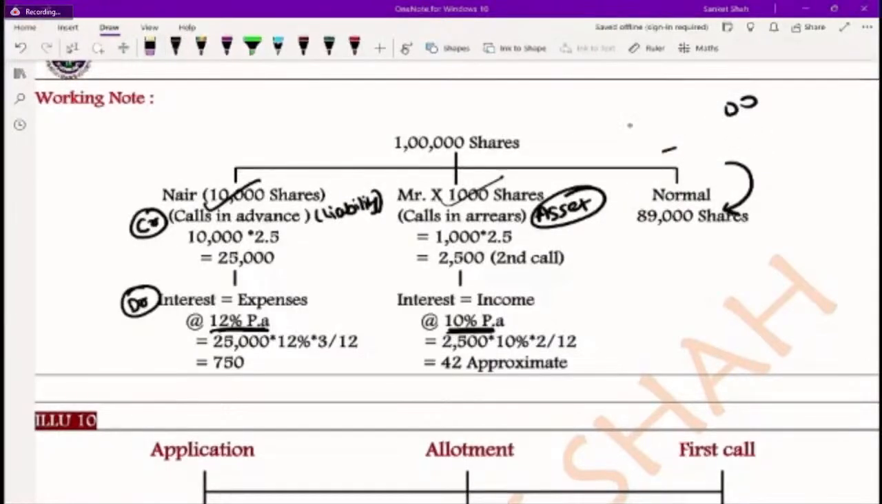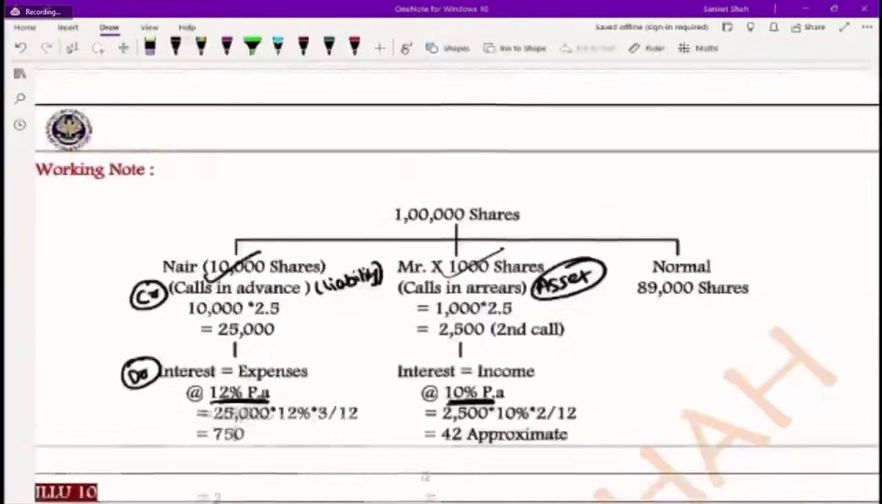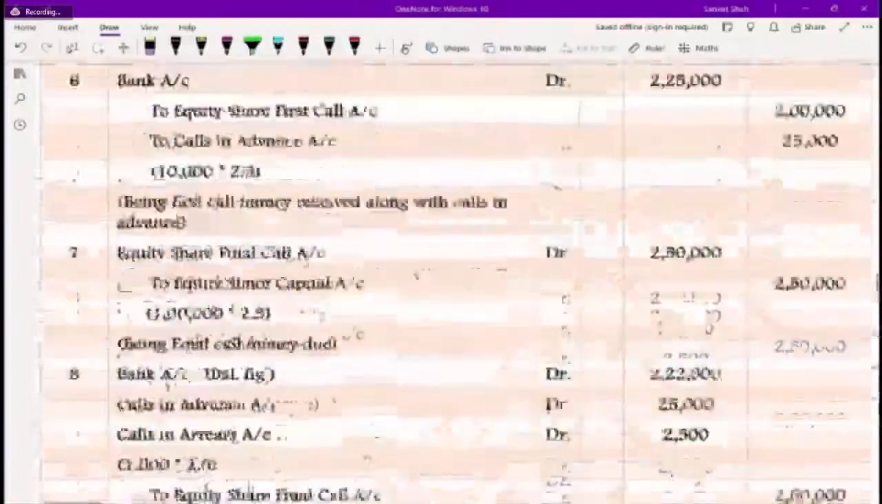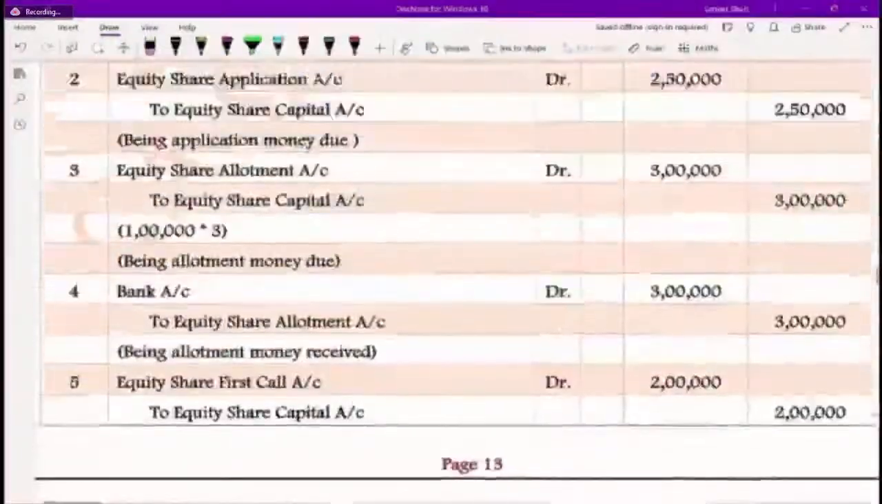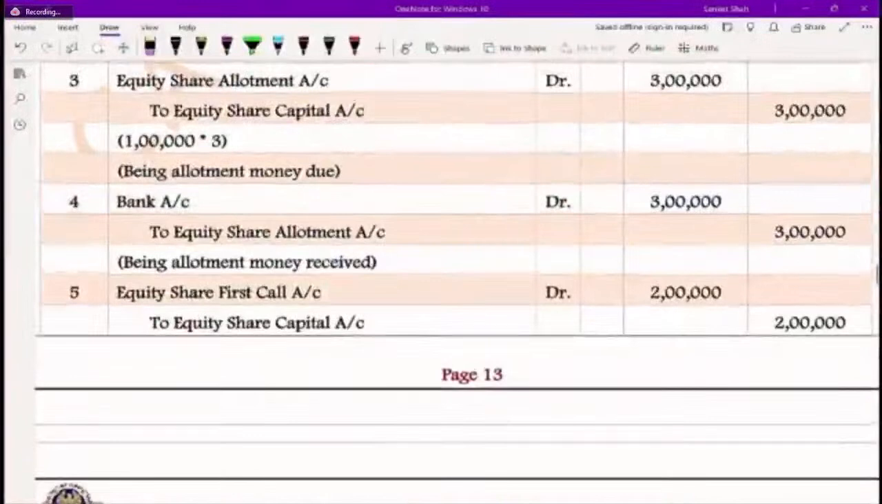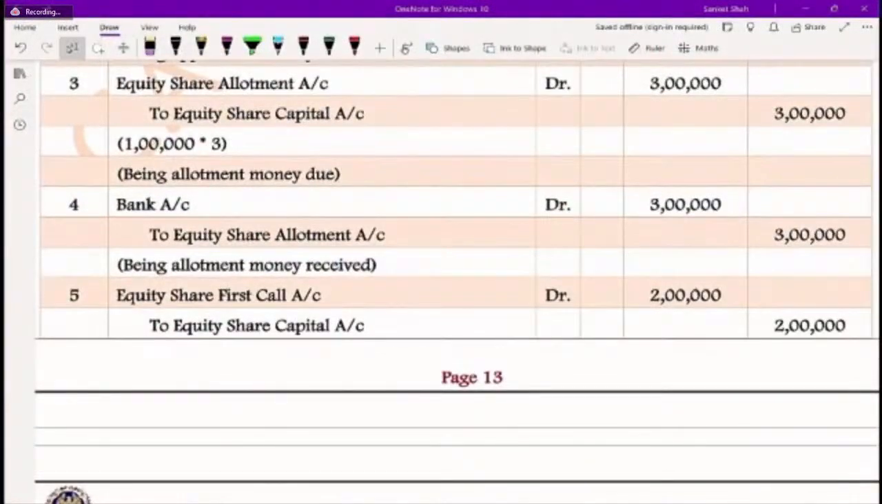Okay, no problem. Yes beta Ankit Mishra, now you understood it. Beta, you will have to go for a little perfection. Okay, 2 entries we have completed: equity share allotment and bank account debit, equity share allotment. Yes, so these entries are also very easy, and even equity share first call account debit to equity share capital. So fifth entry is also easy. Take a screenshot. Take a screenshot.